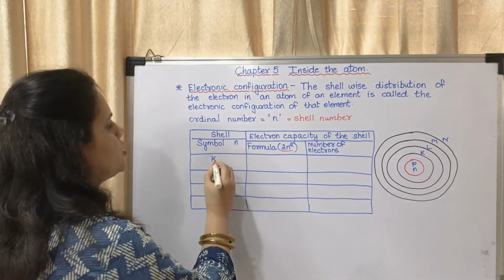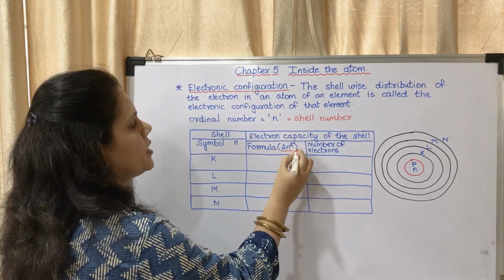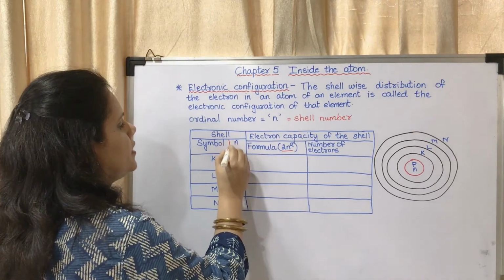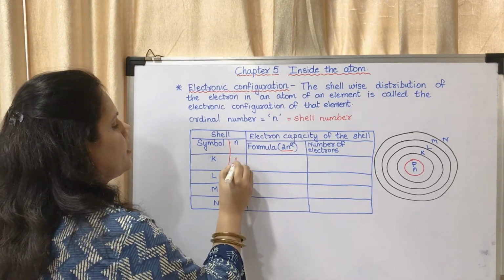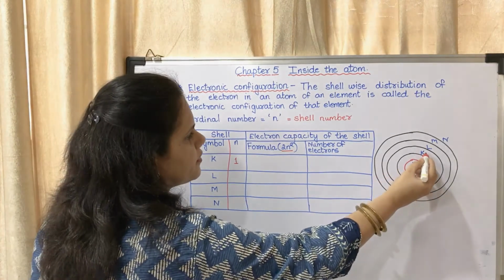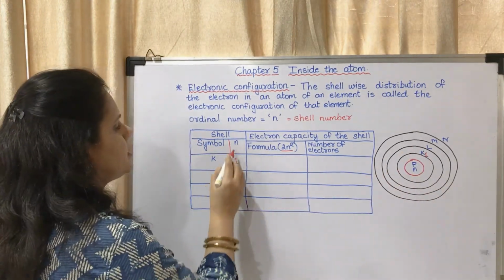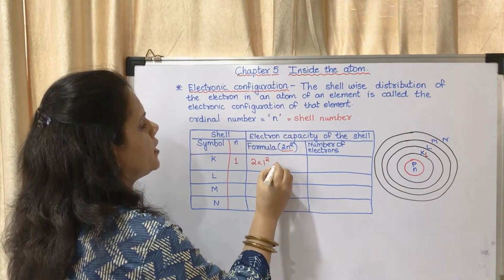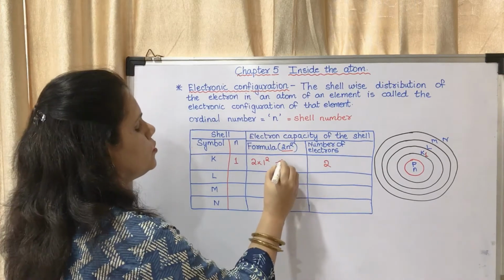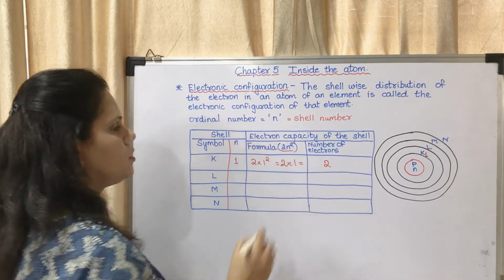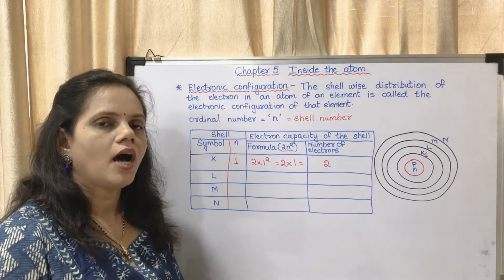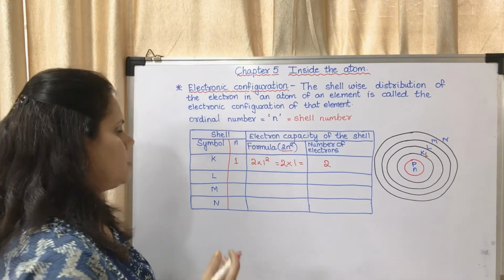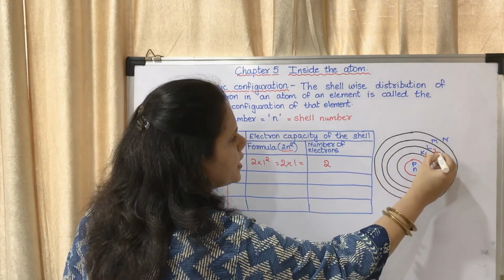Okay, now in K shell the general formula is 2n square, and n is equal to 1. It is the first shell. So it will be 2 into 1 square, that is equal to 2. So maximum how many electrons can be accommodated in K shell? It is 2.